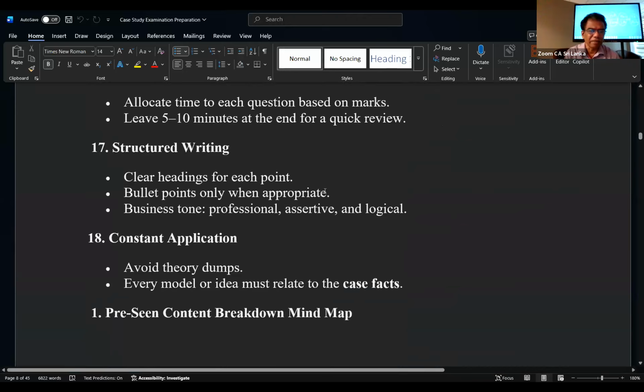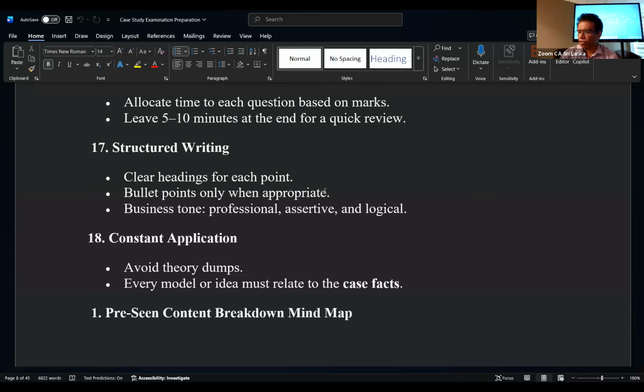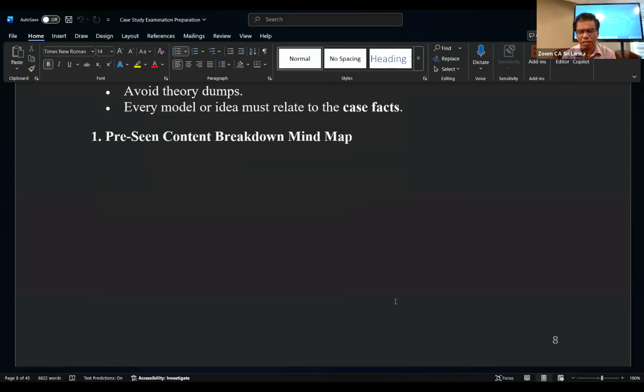I mentioned time management because you have to do it immediately. Once you get the unseen, you must immediately know each requirement, how many minutes you can spend on it, and use exactly those minutes only. If you have enough time after that, whatever you couldn't attempt, you can attempt. Make sure that each and every requirement is answered. Don't leave anything because it is 80 marks. So 80 marks means you have to answer each and every question. You cannot leave anything blank. So time management is very important in the exam.